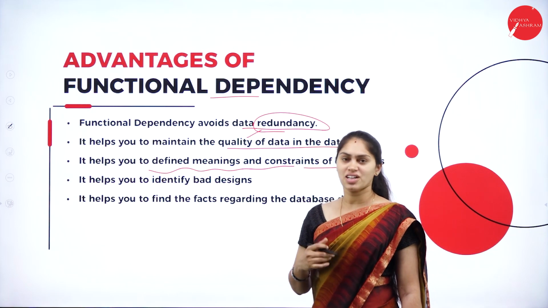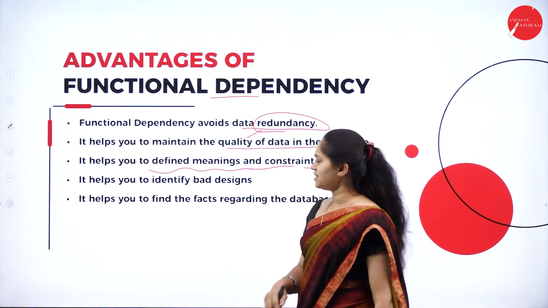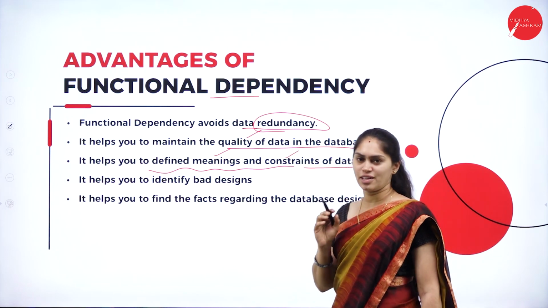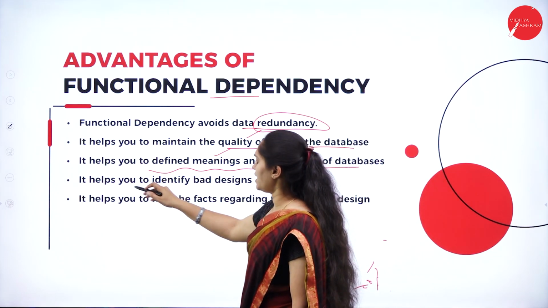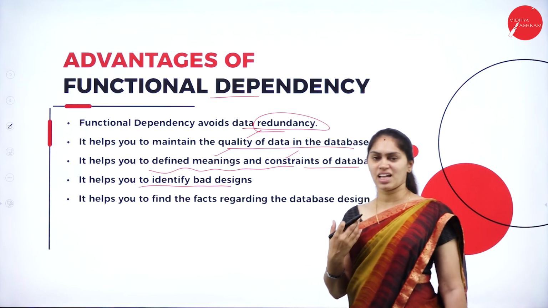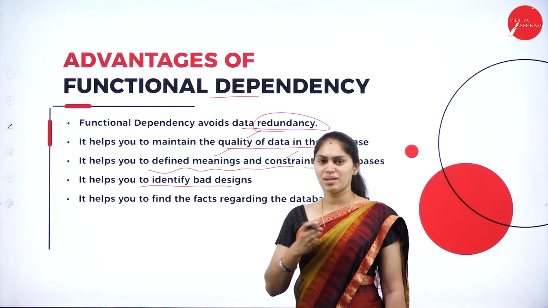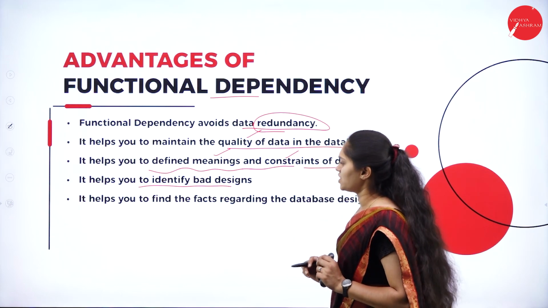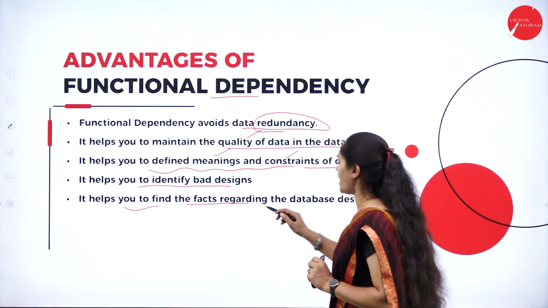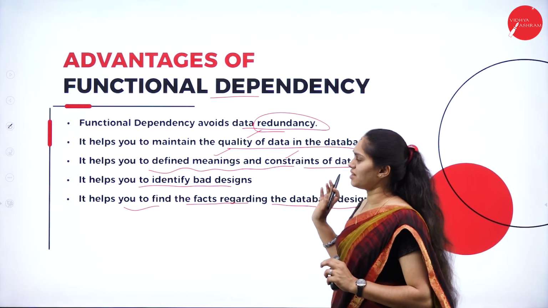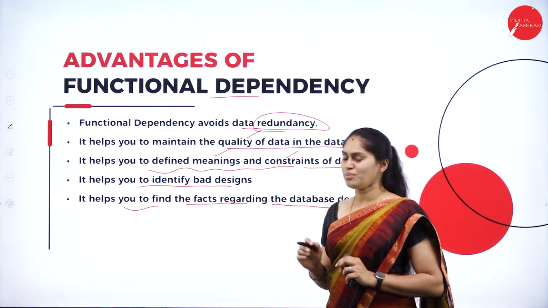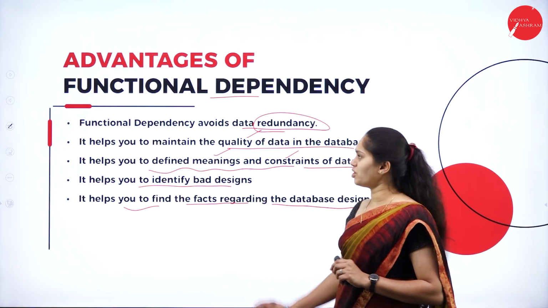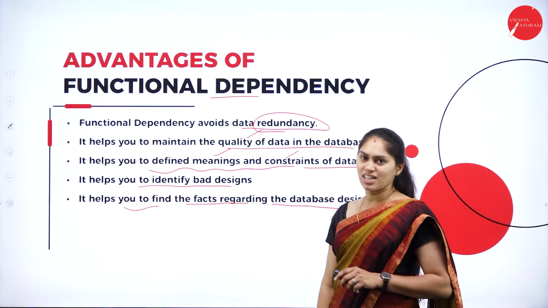When we know the functional dependency, it will be easy to understand its meaning as well as the constraints or set of rules here. And also it will help you to identify a bad design. In order to differentiate good and bad design, we have this functional dependency. That is also one of the advantages here. It helps you to find the facts regarding the database design, whether it is a good or bad design, which can be identified with the help of functional dependency. I hope you all understood regarding functional dependency.